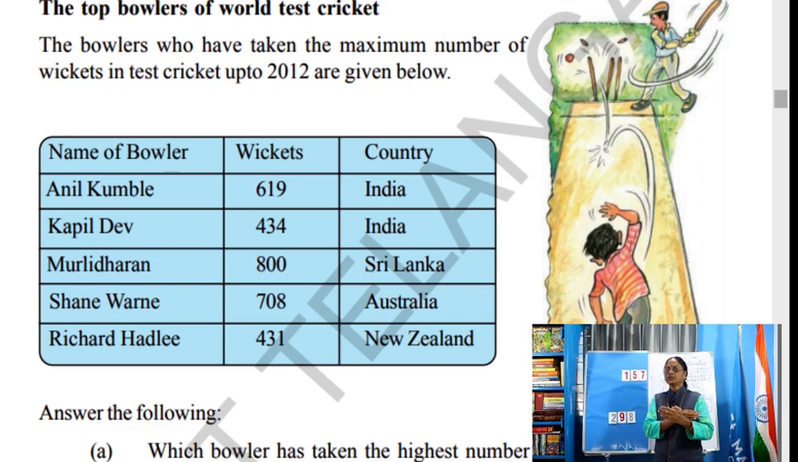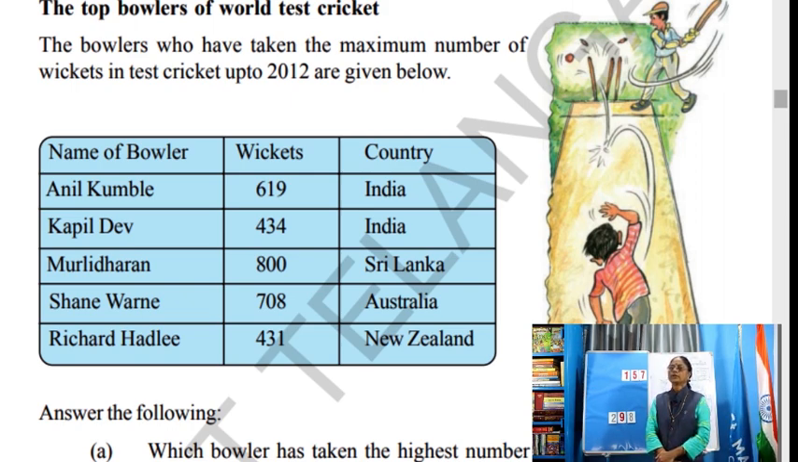Come and go to the third column, Muralidharan. He has taken 800 wickets. He belongs to Sri Lanka. Sri Lanka, have you seen? It is like a water drop in the Indian map. Sri Lanka. Have you seen the Indian map? Yes, in the India map, we have a drop, water drop, raindrop like. That is Sri Lanka.